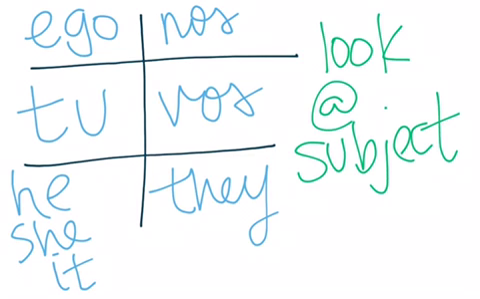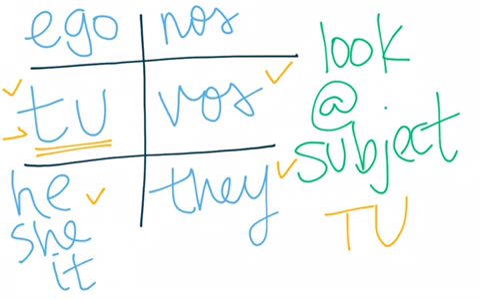So for instance, in number 13, your subject is tu. So you think about your verbs. Non vis, non vult, non vultis, nolunt, right? You would choose non vis because it goes in the same spot that tu goes in.